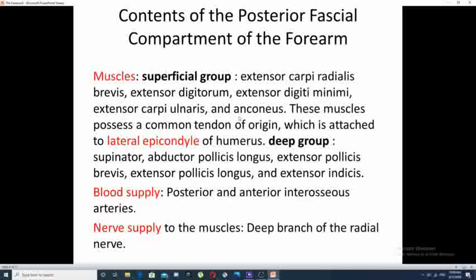These muscles possess a common origin. If you remember, all these muscles originated from the lateral epicondyle of the humerus, which is called common extensor origin. Second group, which is the deep group, is composed of supinator muscle, abductor pollicis longus muscle, extensor pollicis brevis muscle, extensor pollicis longus muscle, and extensor indicis muscle.